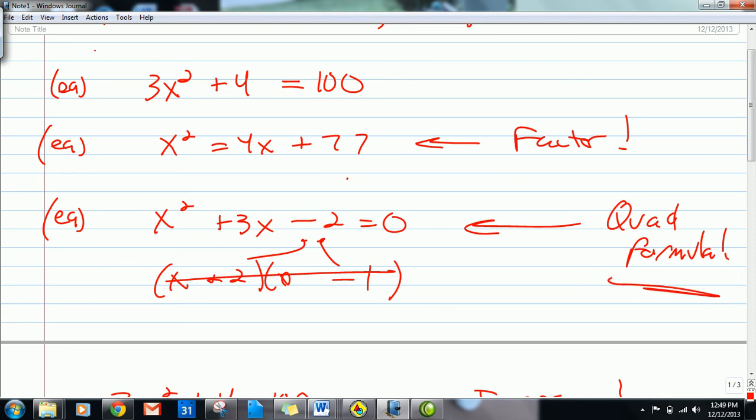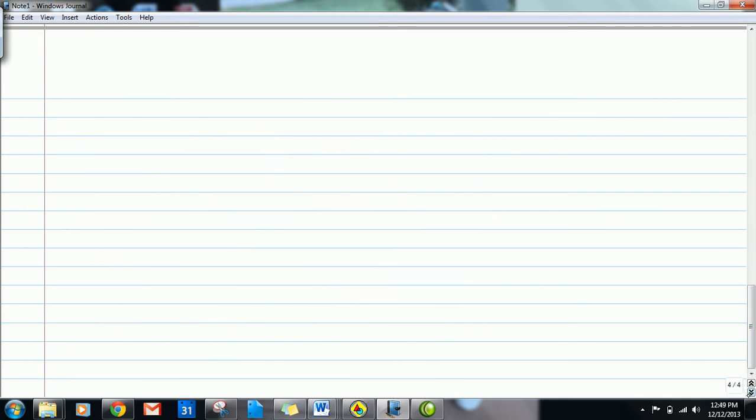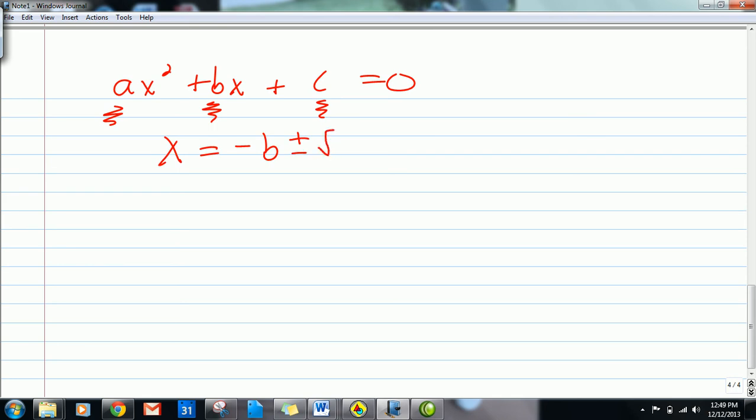Here's the deal with the quadratic formula. As long as we have something that looks like ax squared plus bx plus c equals 0, where a is a number, really what we call the quadratic coefficient, b is a number, what we call the linear coefficient, and c is a number, a constant, then the solutions will look like this: negative b plus or minus the square root of b squared minus 4ac, all over 2a. Now a, b, and c are numbers.